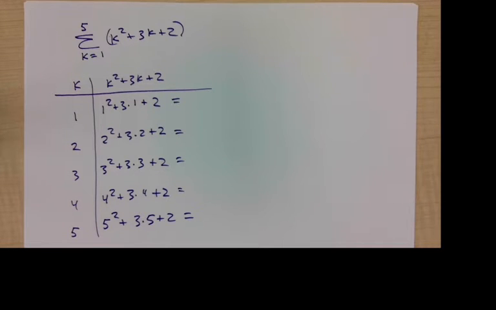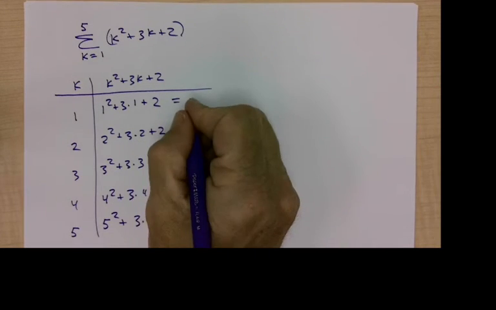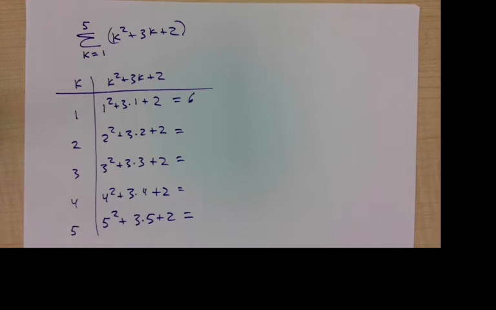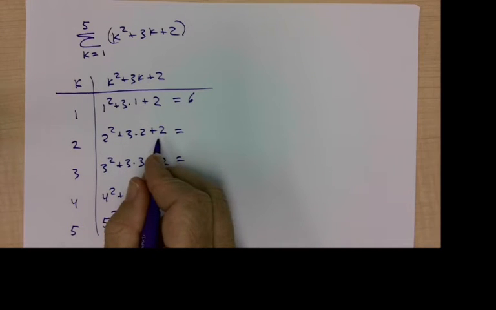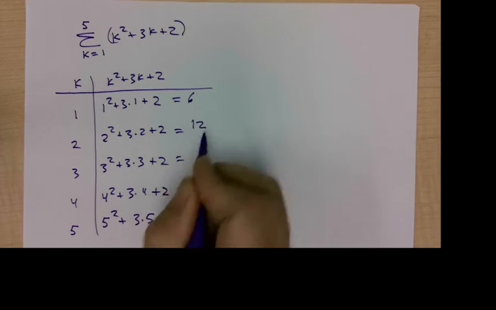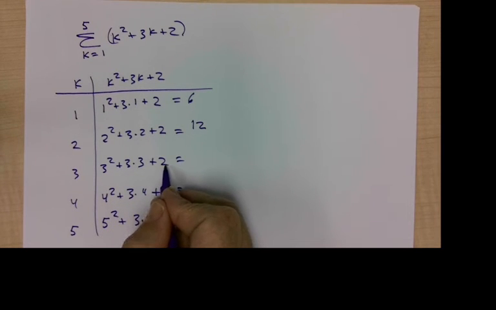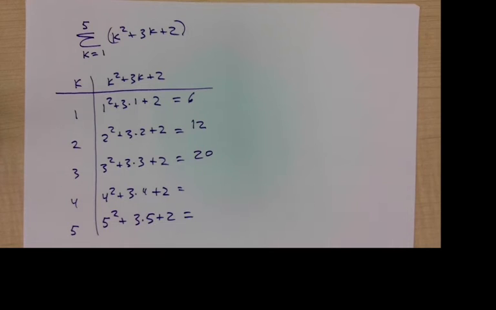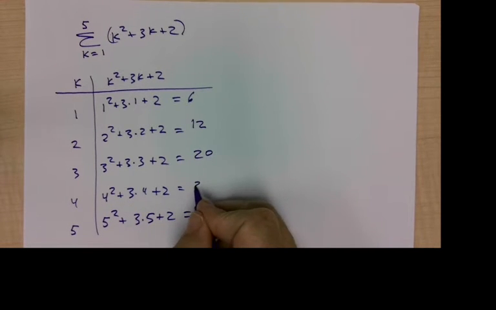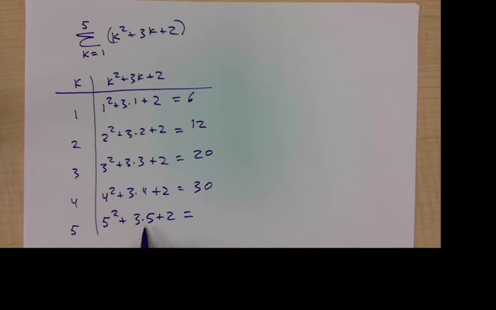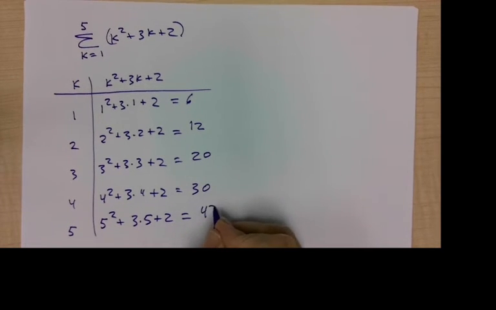So if I plug in 1, 1 plus 3 plus 2 is 6. If I plug in 2, 6 and 4 is 10, and 2 is 12. If I plug in 3, 9 and 9 is 18, plus 2 is 20. If I plug in 4, 16 and 12 is 28, and 2 is 30. And if I plug in 5, 25 and 15 is 40, plus 2 is 42.